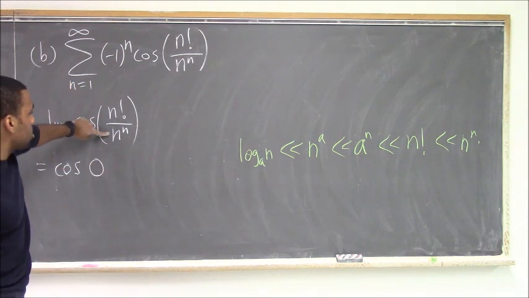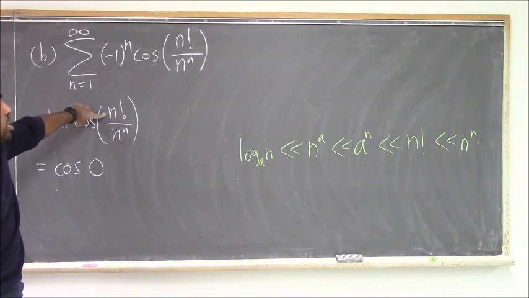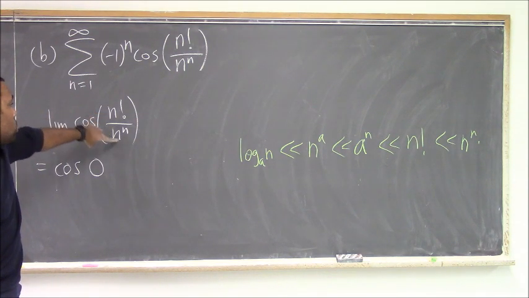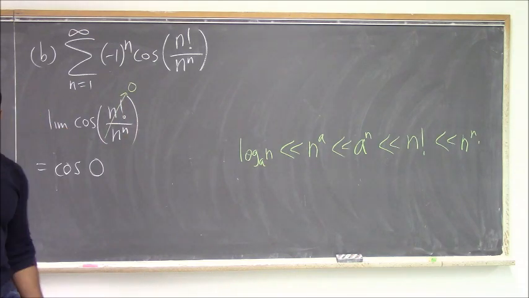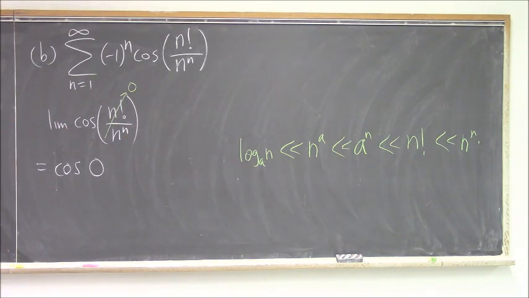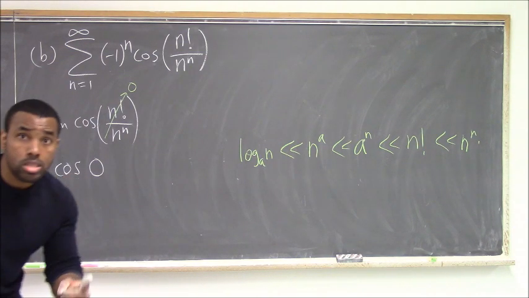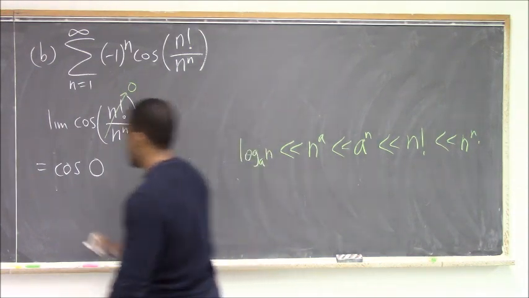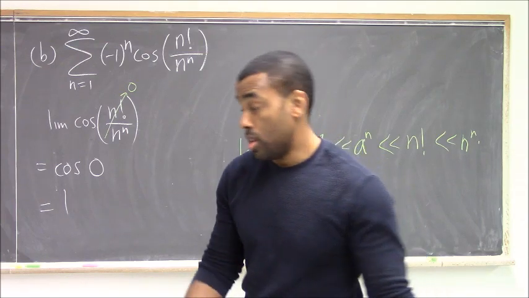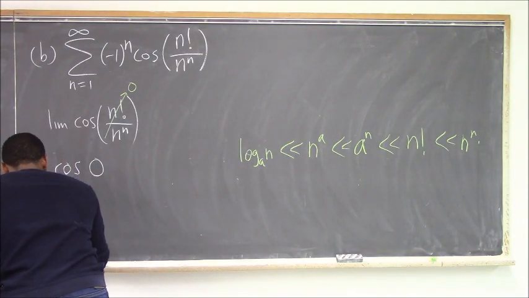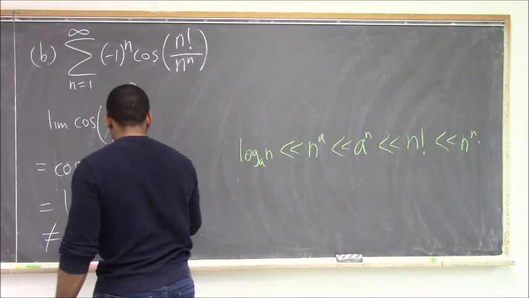So what you notice here is the denominator is an n to the n. It's much larger than the numerator, which is a factorial. So this part here approaches 0 because you have a bottom heavy fraction as n goes off to infinity. And of course, now cosine of 0 is, that's right, it's 1. Now, what's so special about 1 in this case? Well, it's not 0, which means the series diverges.